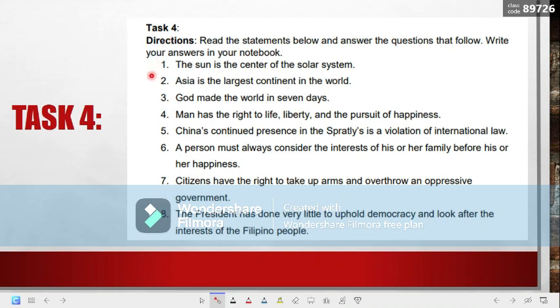Number 1. The sun is the center of the solar system. 2. Asia is the largest continent in the world. 3. God made the world in 7 days. 4. Man has the right to life, liberty, and the pursuit of happiness. Number 5. China's continued presence in the Spratlys is a violation of international law. Number 6. A person must always consider the interests of his or her family before his or her happiness. Number 7. Citizens have the right to take up arms and overthrow an oppressive government. 8. The President has done very little to uphold democracy and look after the interests of the Filipino people.